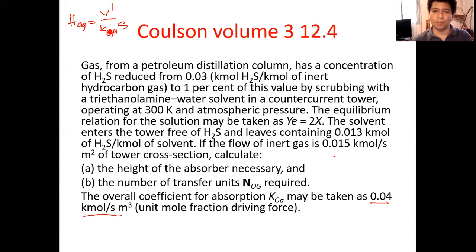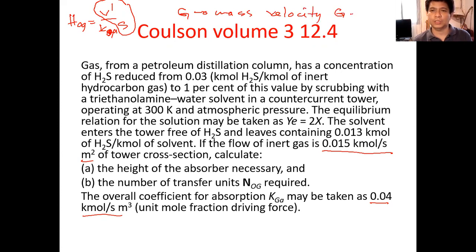Tapos, what we have, the flow of inert gas is in mass velocity. Tandaan nyo to, mass velocity. Kilomole per second per meter squared. Parang natakal na natin ng konti yung mass velocity sa mass transfer. Yung mass velocity is basically V prime divided by S. Yung molar flow rate divided by the area, ang tawag dyan is mass velocity. G yung symbol niya. G is equals to B prime divided by S.